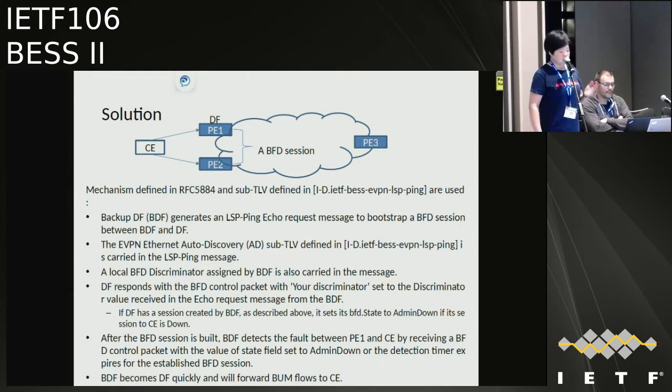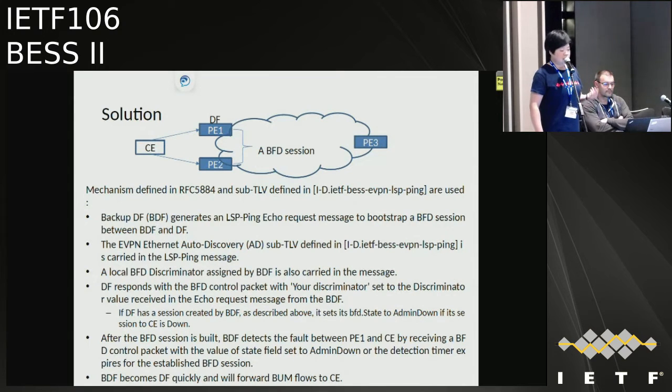Then the DF, in this figure PE1, will send the periodic BFD packet to PE2 to indicate that the link between PE1 and CE works normally. But if the link between PE1 and CE fails, PE1 will send the BFD packet with the state set to admin down to PE2. So PE2 will know that the link between PE1 and CE has failed. So PE2 will elect itself to be DF quickly and send the BUM packet.